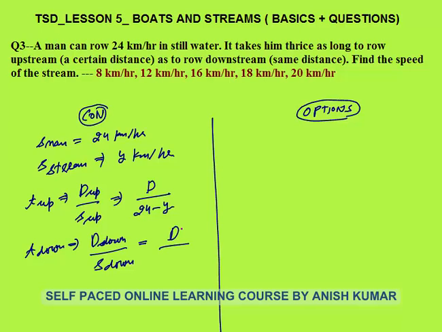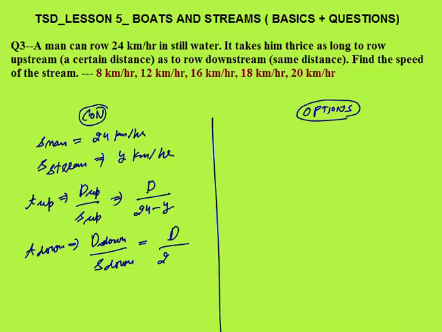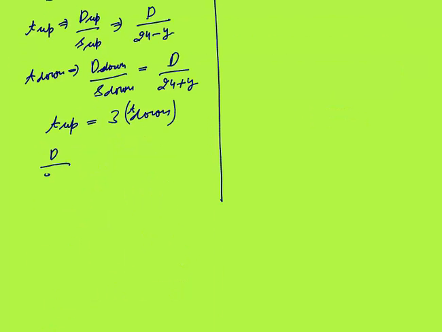Distance is d because we are covering the same distance. Speed would be 24 plus y because you are moving along the stream. Now this is given to you that time upstream is equal to 3 times time downstream. So can I say d upon 24 minus y would be equal to 3 times d upon 24 plus y. Solving this you will get y equal to 12 kilometer per hour.